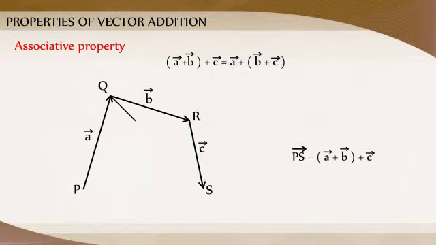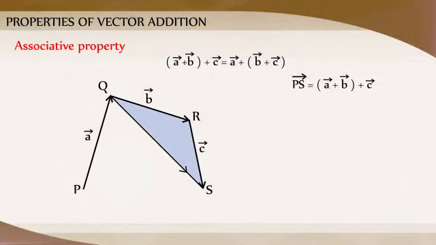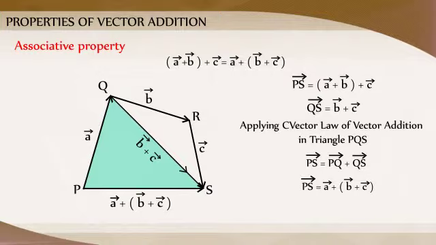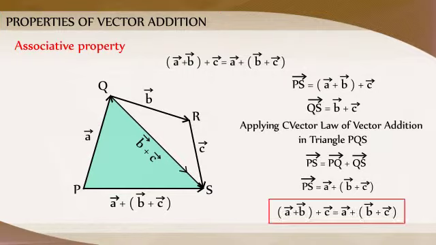Now, considering triangle QRS, we get vector QS as vector B plus vector C. Again, from triangle PQS, we get vector PS as vector PQ plus vector QS. That is, vector PS as vector A plus (vector B plus vector C). Therefore, we get (vector A plus vector B) plus vector C is equal to vector A plus (vector B plus vector C).